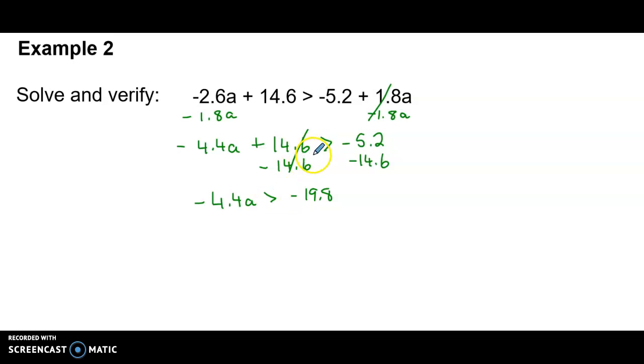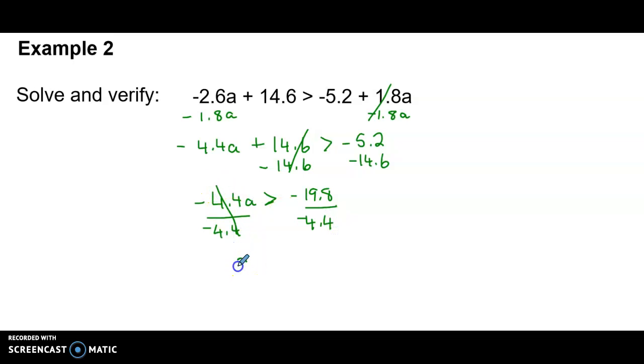And you'll realize that I haven't done anything with my inequality yet, because so far all I've done has been adding and subtracting. And adding and subtracting, we realize, doesn't make any difference to our inequality sign. It remains the same. We only have to worry about the change in the inequality if we multiply or divide by a negative number. Now I'm going to divide both sides by negative 4.4 to get a by itself.